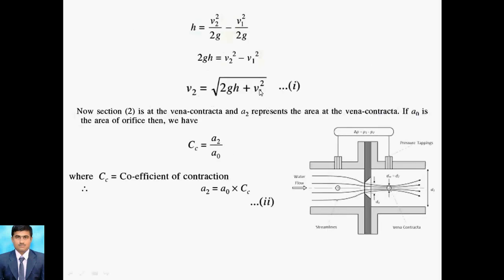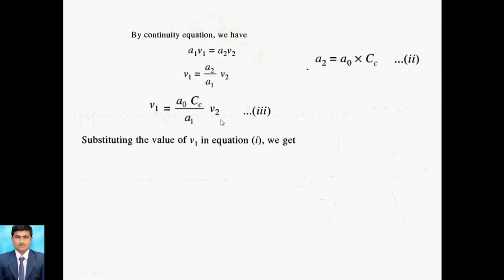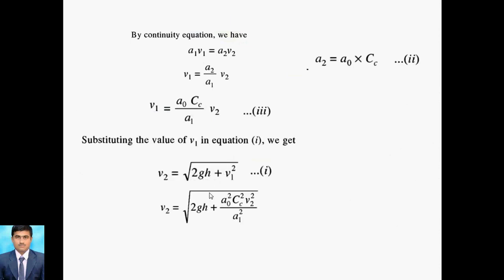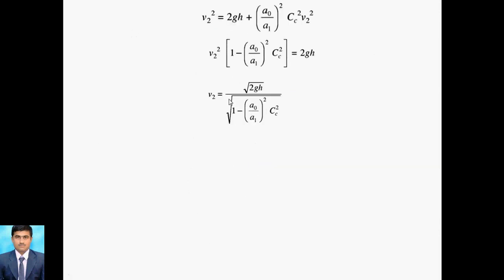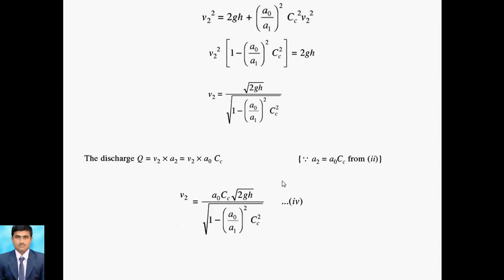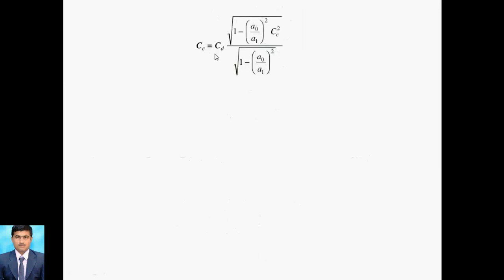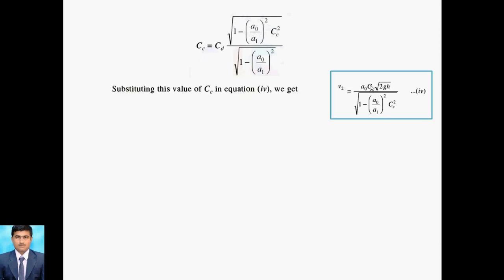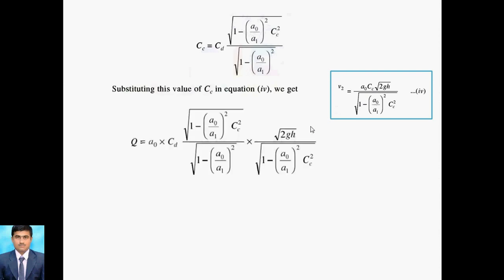Instead of V1, put the value of V1 over here, and we get the value of V2 clearly. After simplification, we will get V2 square. After that, you can take the square root of this, and then we get the value of V2, that is the final equation after solution. The Cc value is known to you, we already discussed it in previous chapters. We can put this Cc value in here, and after simplification, this bracket and this bracket cancel out and only this one remains.